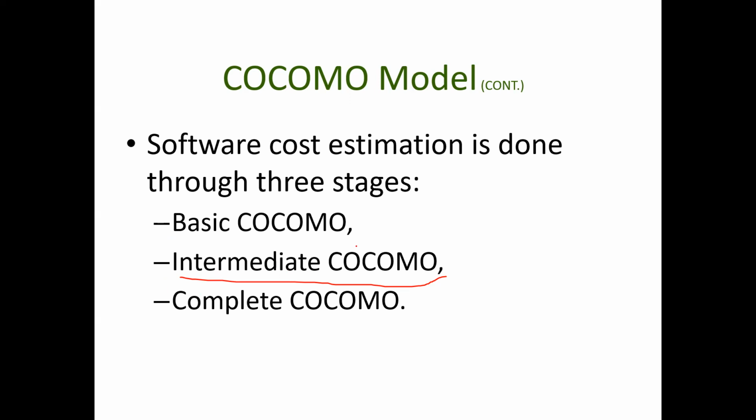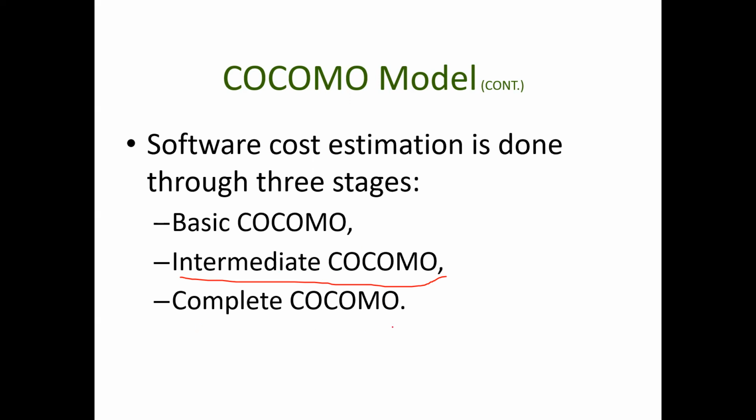Basic COCOMO means only size is taken into consideration, and according to size, first you have to calculate effort, and then from effort we have to calculate the time for development. Only your input is size. So according to size you have to take. That is basic COCOMO.